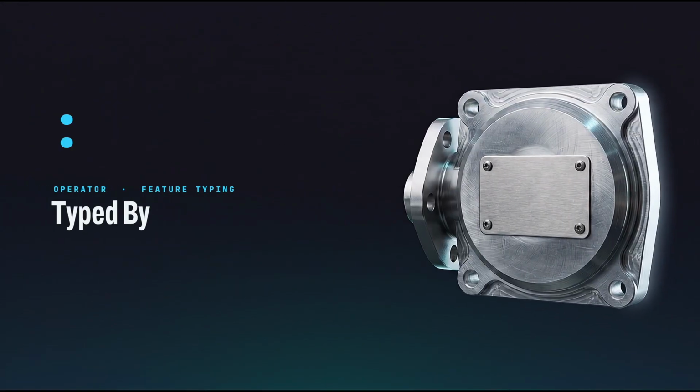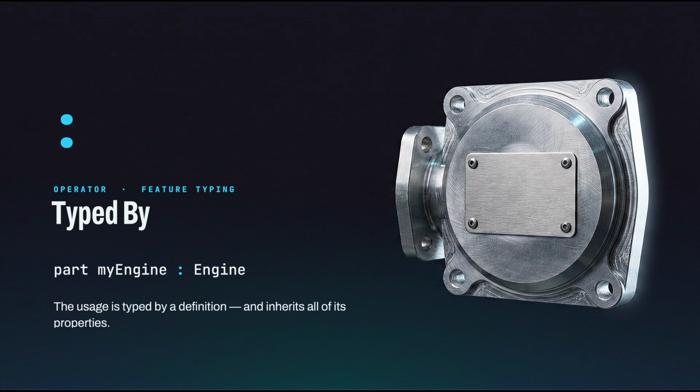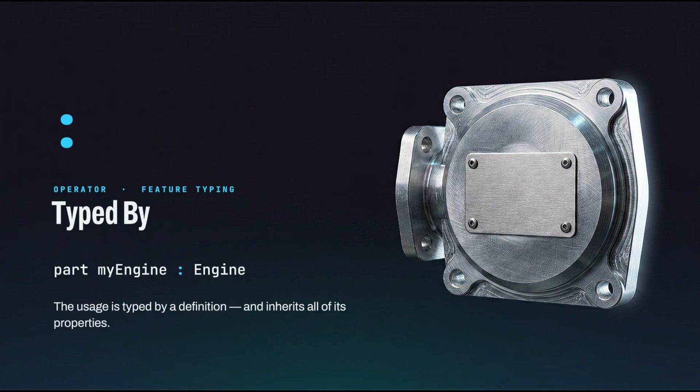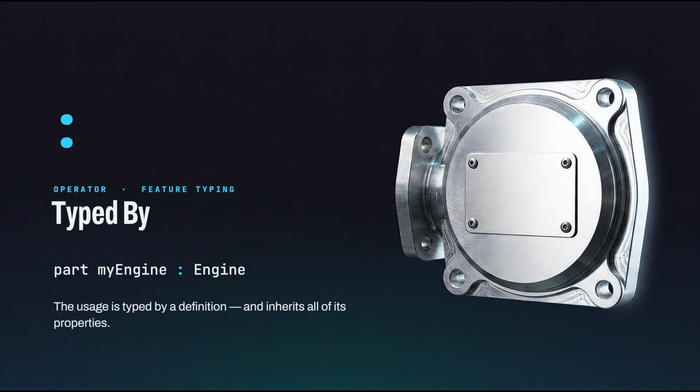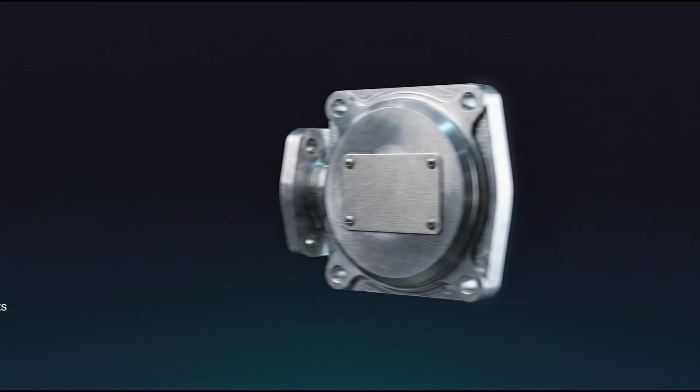First, colon establishes feature typing. For example, part myEngine colon engine means that the part usage, myEngine, is typed by the definition engine. Also, the defined by relationship is a kind of generalization. Because myEngine is typed by engine, it inherits all of engine's properties.